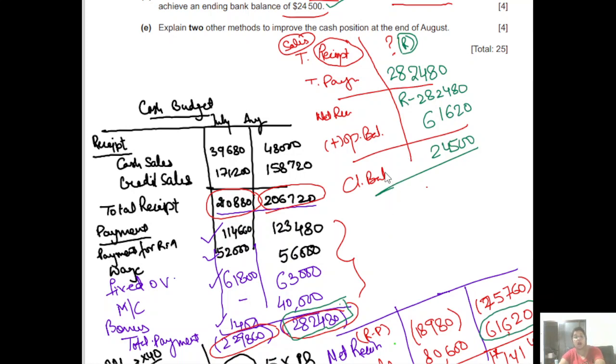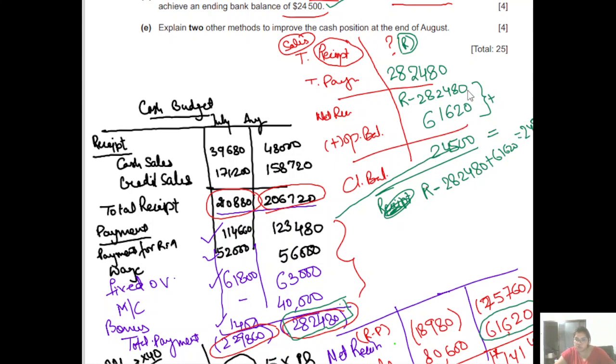Now find out how much increase there is. If this happens, how much increase is there in the receipts? First of all, we are going to find the receipts. If you add these two, then we are able to find the closing balance. So I'm going to do the same: R minus 282,480 plus 61,620 is equal to 24,500. I think you're able to see how this equation is formed.